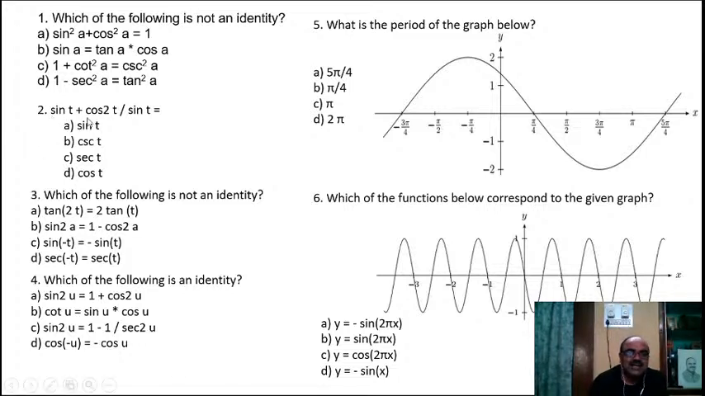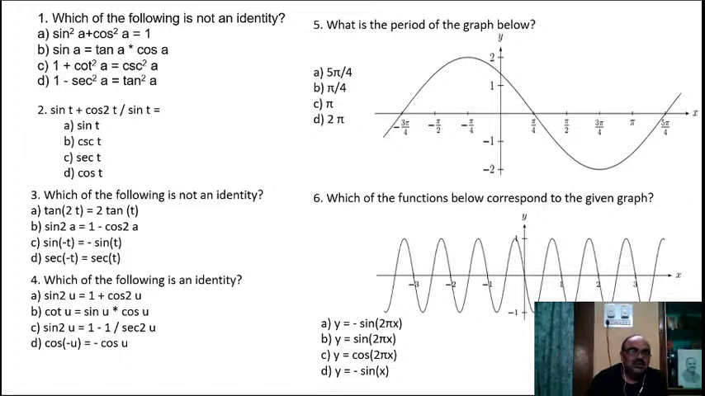Second question, sin t plus cos square t by sin t. I'm sorry, I was not able to write square here. It should have been sin t plus cos square t by sin t. What is its value? So cos square t is here. Take the LCM. It will become sin square t plus cos square t by sin t. Numerator is 1. 1 by sin t is cosec t. This is the answer B. Second question, B is the answer.